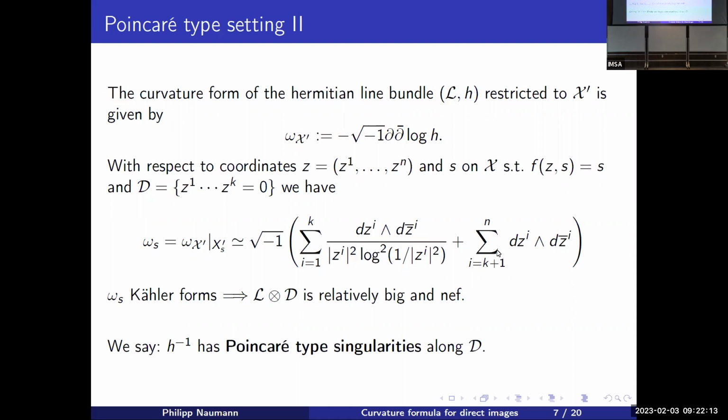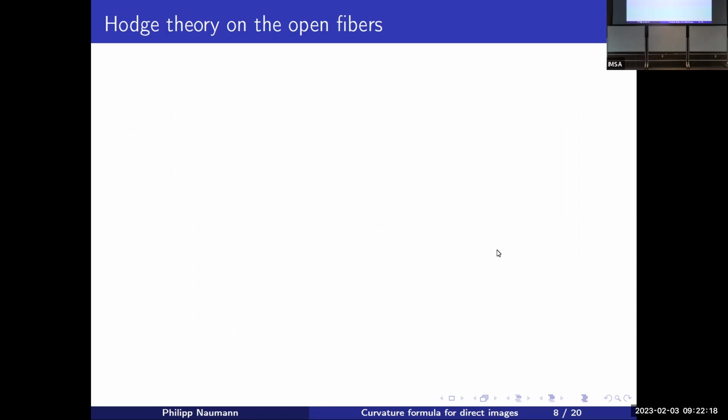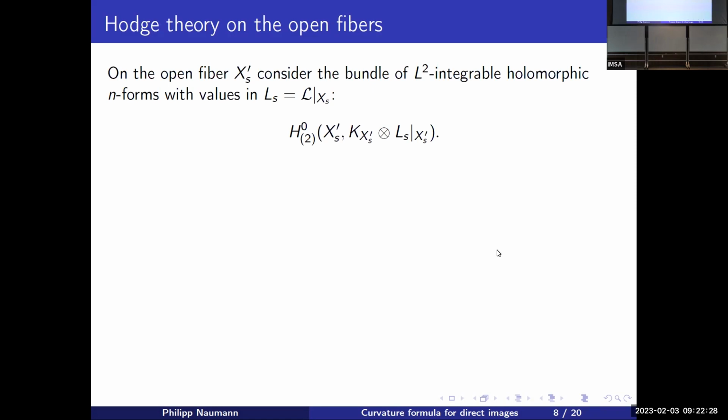Okay, then to cook up an L2 metric, we need to identify the L2 canonical forms on the fibers. So what are those? These are just the space H^0_2. These are the L2 integrable holomorphic L-valued (n,0)-forms. And these are those that you can integrate.